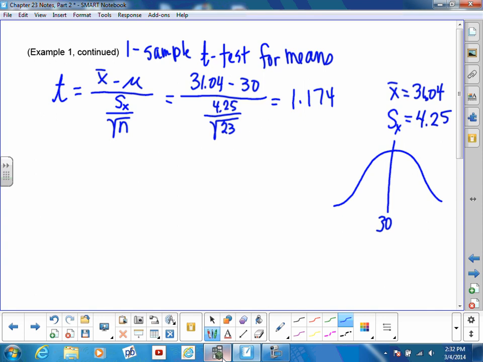The number of standard deviations you are above the mean. You're on the right track. My sample is located 1.174 standard deviations above the mean. So here is the sample mean that we got when we collected 23 pieces of data. Okay, that's what that's saying.